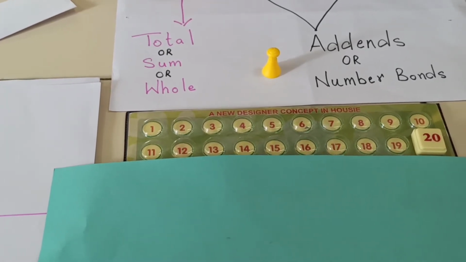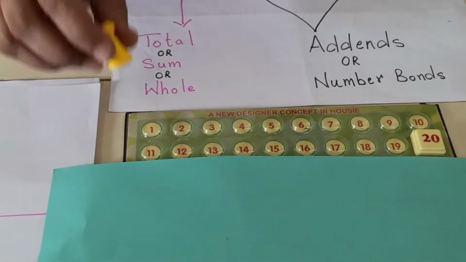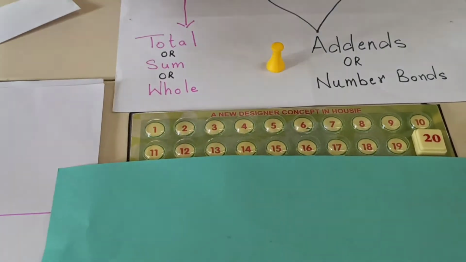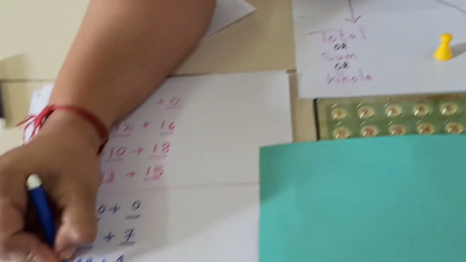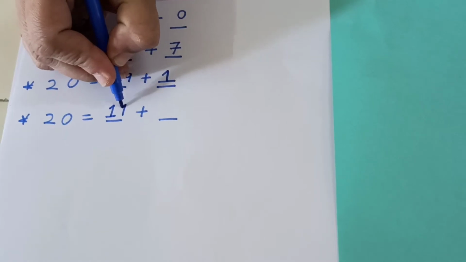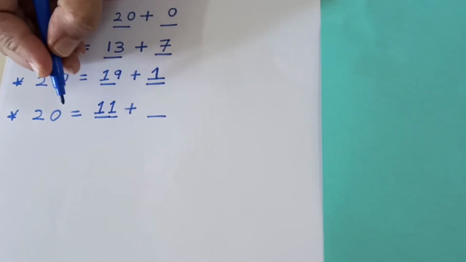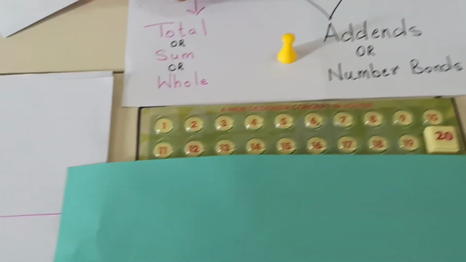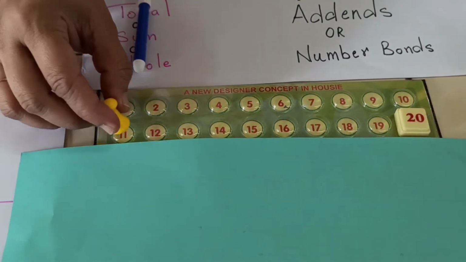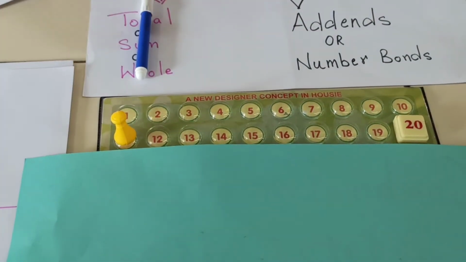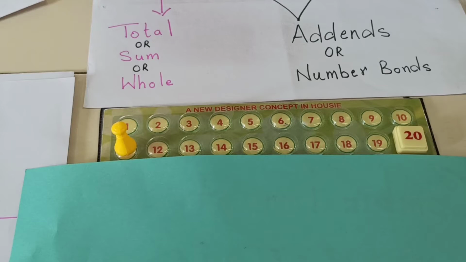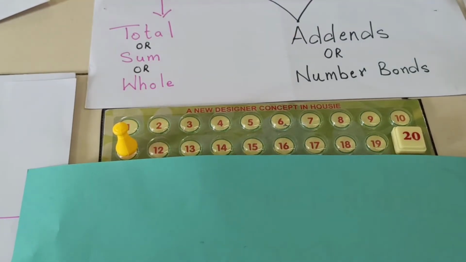11? Yes. Okay, as you say, 11. That means one of my addends is 11. This time I am writing it as the first addend. Okay, I have kept it on 11. Now you count and tell me how many steps I have to move.